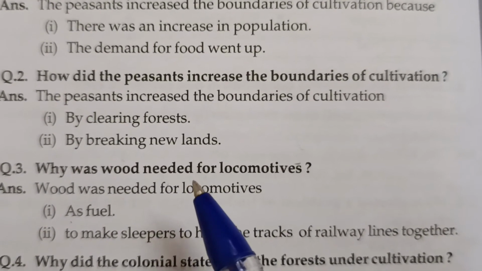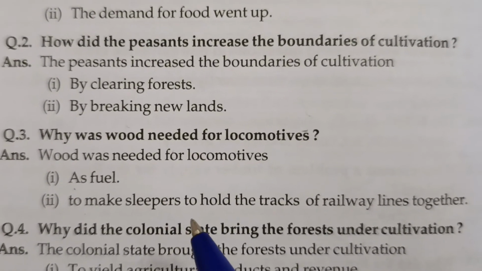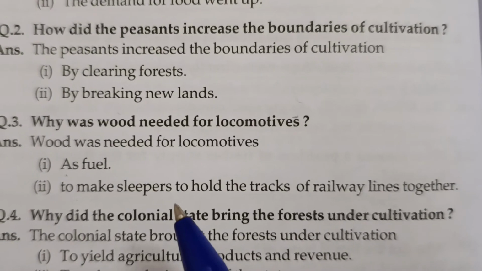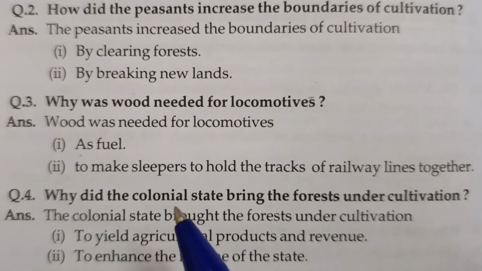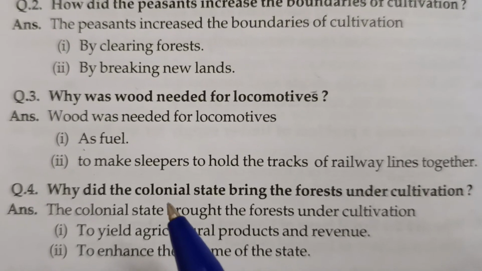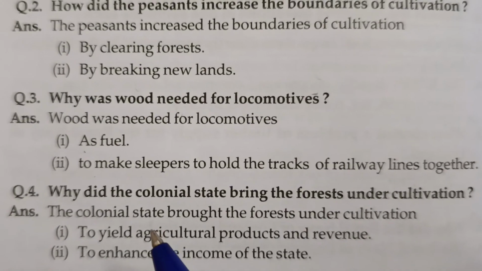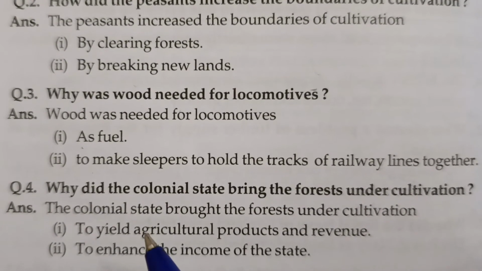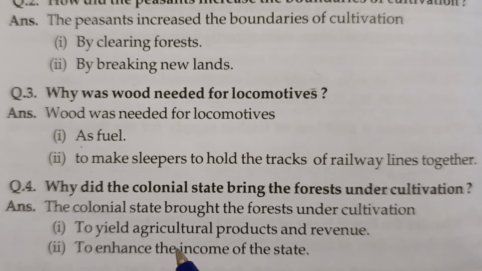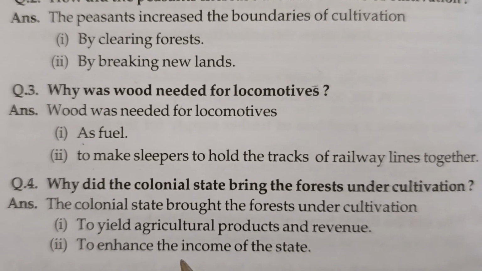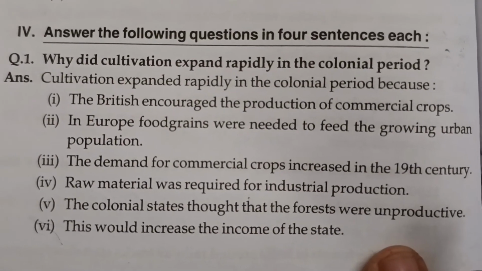Why was the wood needed for locomotives? Wood was needed for locomotives as a fuel to make sleepers to hold the track of railway lines together. Why did the colonial state bring the forest under cultivation? The colonial state brought the forest under cultivation to yield agricultural products and revenue, to enhance the income of the state. Answer the following question in 4 sentences each.